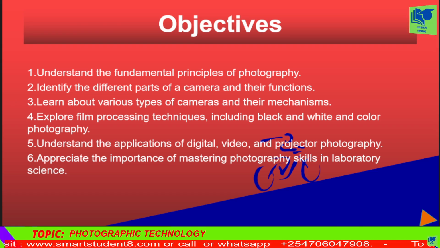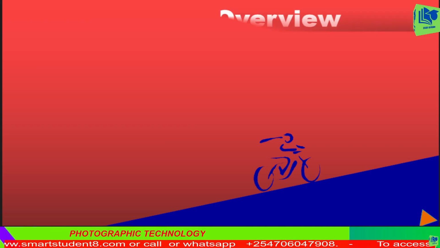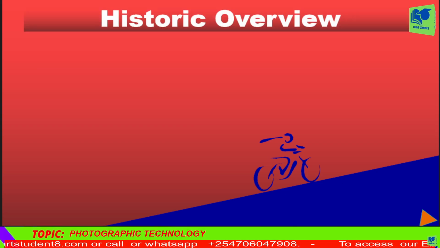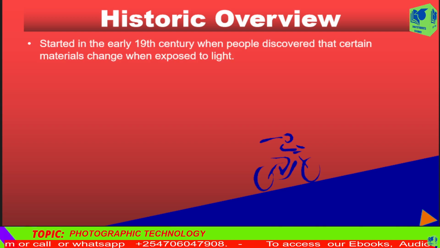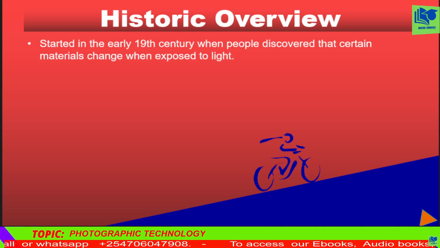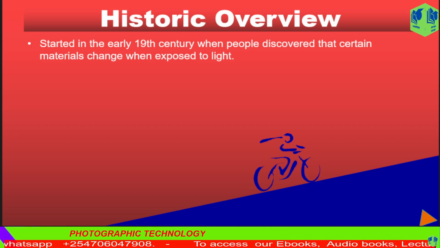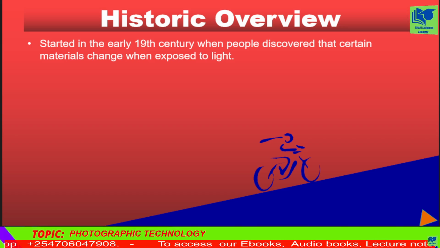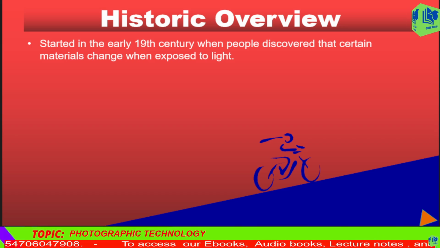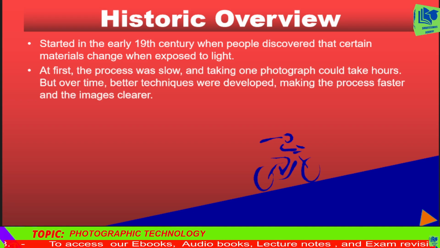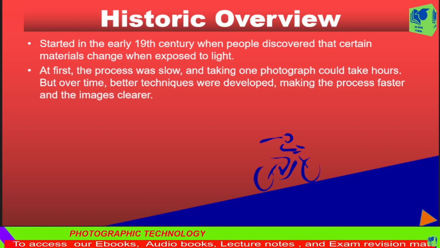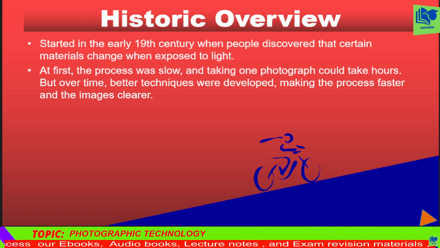A brief historical perspective on photography. Photography has a long and interesting history. It started in the early 19th century when people discovered that certain materials change when exposed to light. These discoveries made it possible to capture and keep images for a long time. At first, the process was slow, and taking one photograph could take hours. But over time, better techniques were developed, making the process faster and the images clearer.